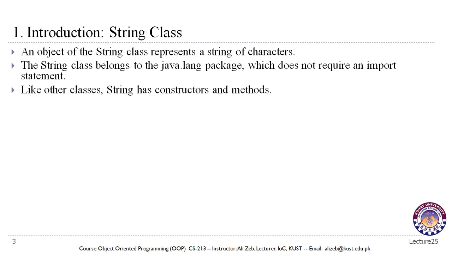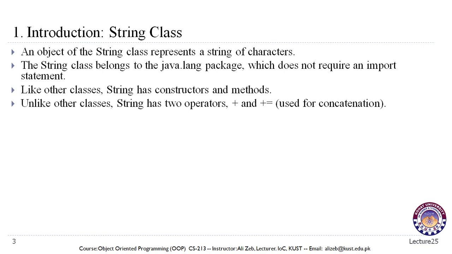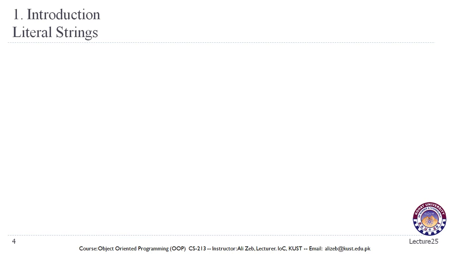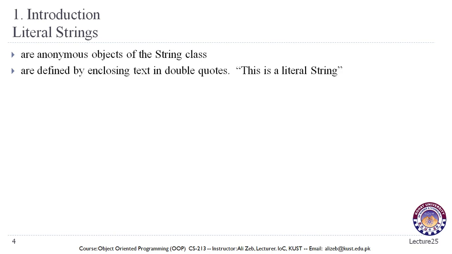Like other classes, string has constructors and methods. Unlike other classes, string has two operators, plus and plus-equals, which are used for concatenation. Literal strings, for example, are anonymous objects of the string class. They are defined by enclosing text in double quotes. Anything that we define in these double quotes is a string and is an object of the string class, even if you don't have a name for it.